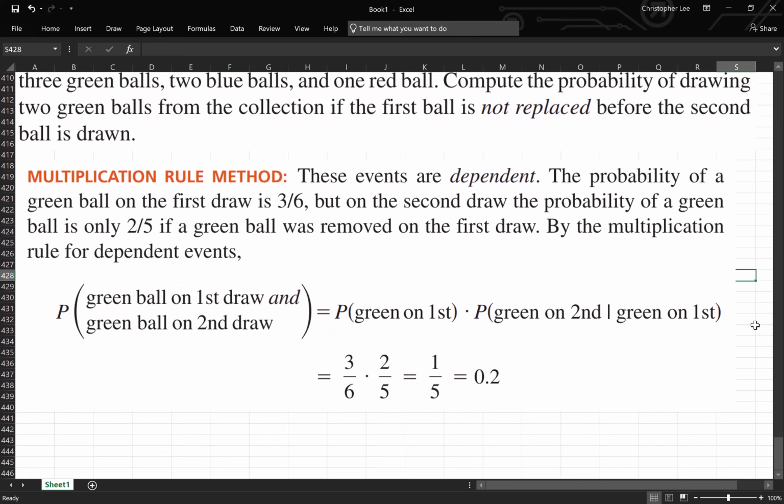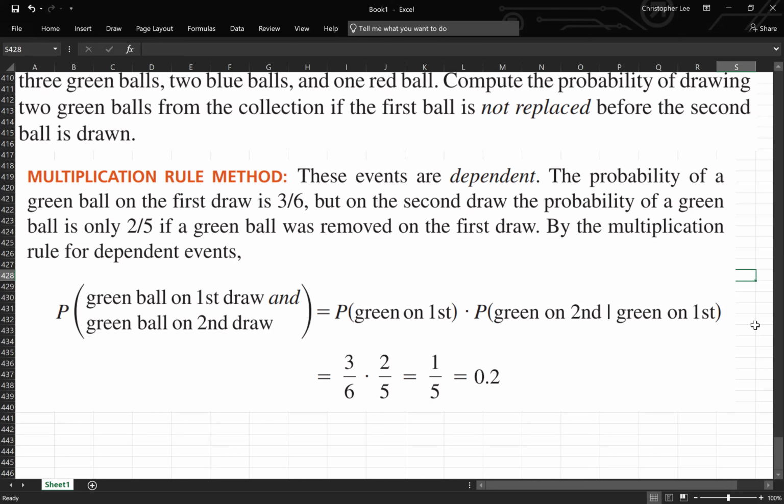All right. So let's look at the multiplication rule method for solving this, right? These events are dependent. The probability of a green ball on the first draw is 3 out of 6. But on the second draw, the probability of a green ball is only 2 out of 5, if the green ball was removed on the first draw. By multiplication rule, this is how we do it: probability of the green on the first times probability of the green on the second, given that you drew a green on the first. So that's going to be 3 over 6 times 2 over 5.